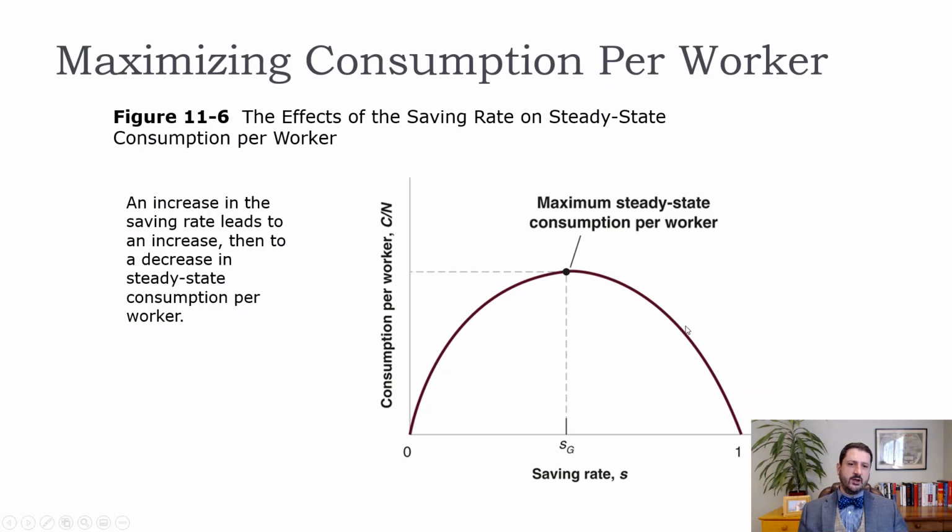But basically, if you're over here on this side, then you're saving too much. And actually saving less, while it will reduce capital and will reduce output, will actually increase consumption. On the other hand, if you're over here, then increasing the savings rate will increase capital per worker, output per worker, and will increase consumption per worker until you get to this point.